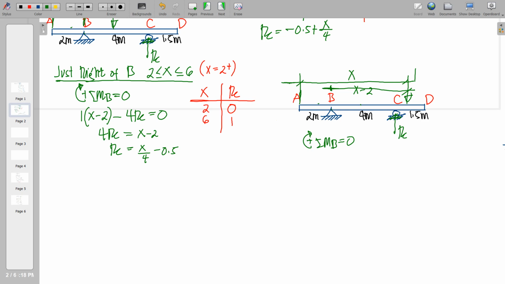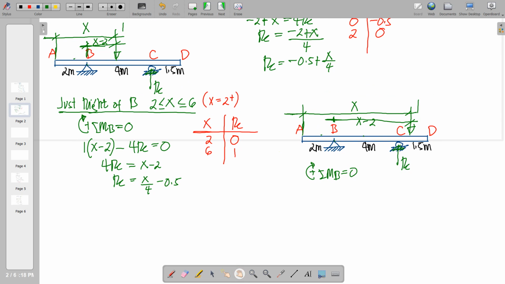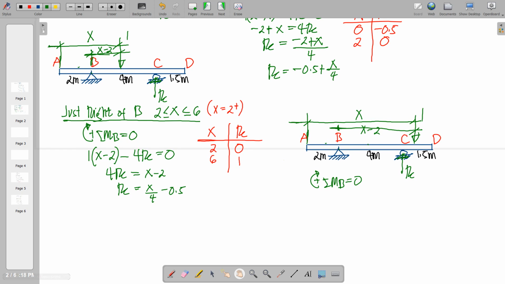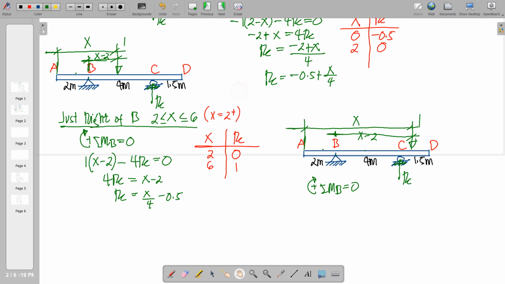So therefore, we can apply the same equation as this. See the difference: x minus 2 and x minus 2. Our perception a while ago was that there would be a difference, but actually there will be no difference between the segments. So therefore, this equation just right of B will also be applied in CD.